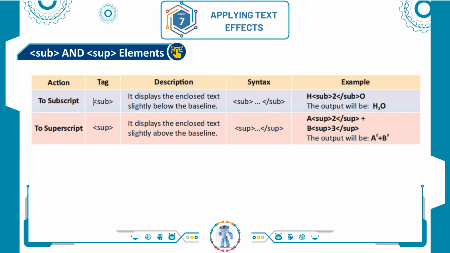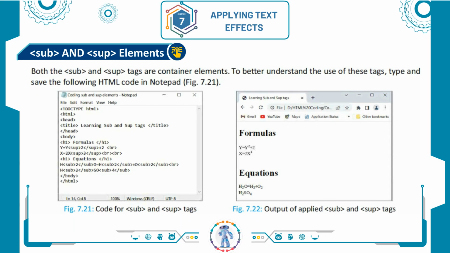For example, H<sub>2</sub>O plus P<sup>3</sup>: the output will be H2 plus P3. Both the <sub> and <sup> tags are container elements. To better understand the use of these tags, type and save the following HTML code in Notepad, Fig. 7.2.1.